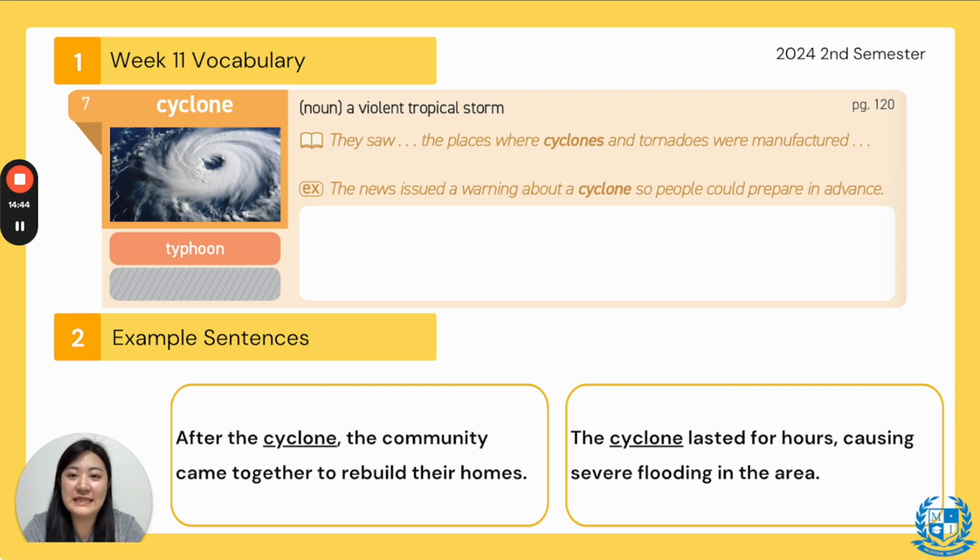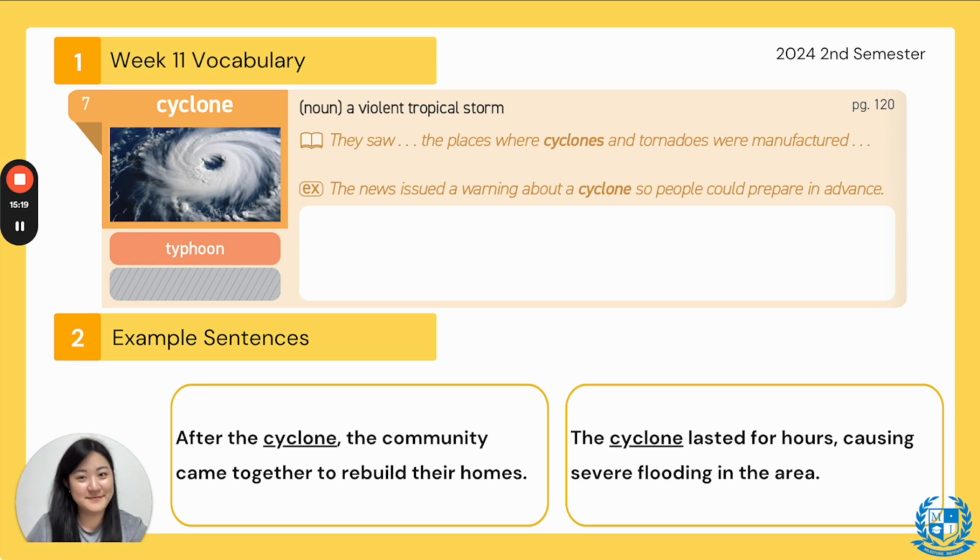In the book, it says, "They saw the places where cyclones and tornadoes were manufactured." This is where they're talking about the cloudmen, right? So cyclone. Example. Let's read together. 1, 2, 3. The news issued a warning about a cyclone, so people could prepare in advance. Yikes. So that means a cyclone is coming and people need to either go to a safer area or maybe just lock their windows, close their windows maybe.